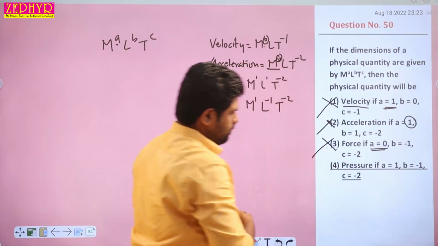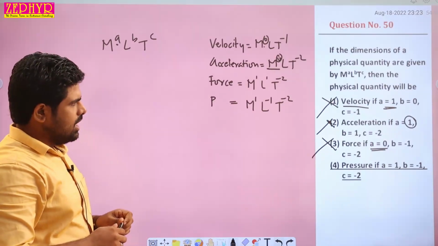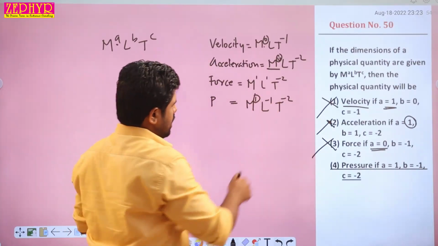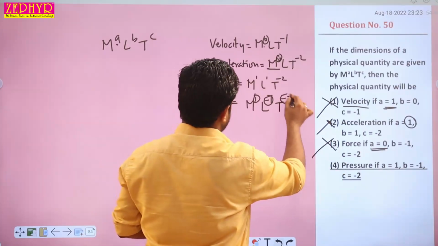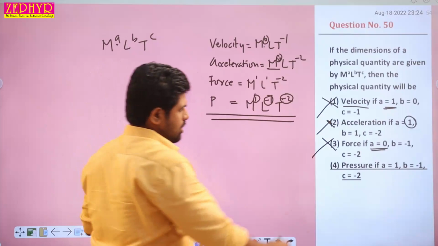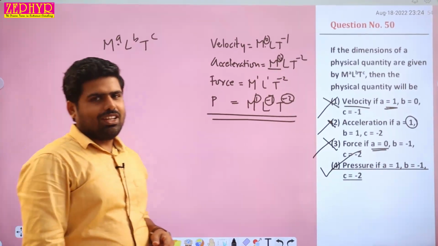And the fourth one, pressure: a is equal to 1, b is equal to -1, and c is equal to -2. Yes, so pressure is the right answer. The fourth one is the correct answer. Okay, thank you.